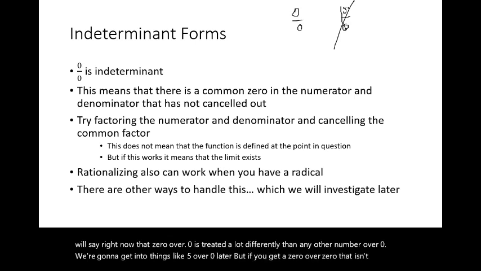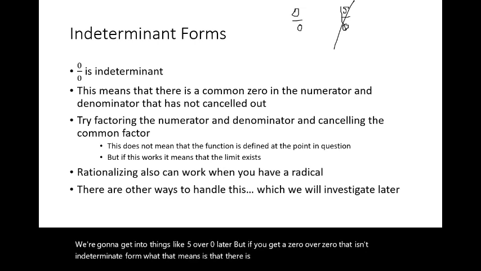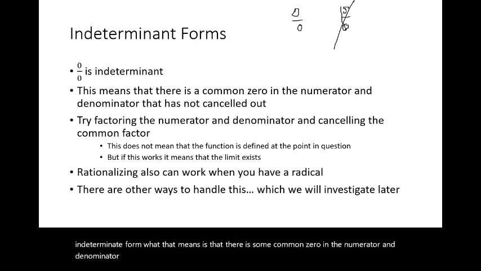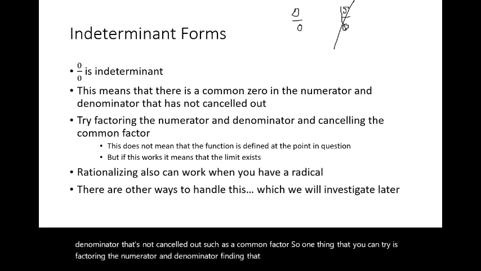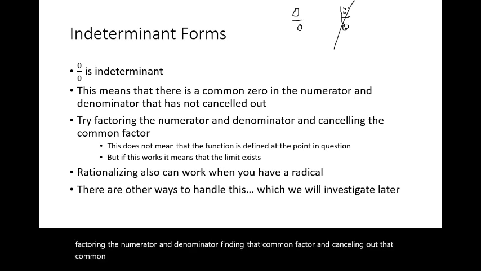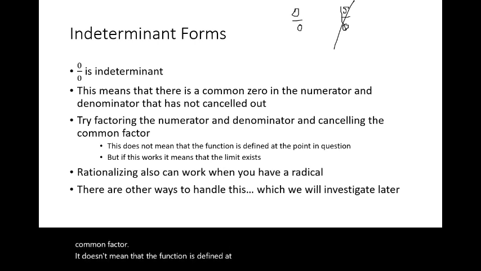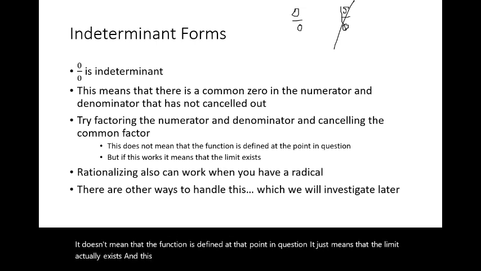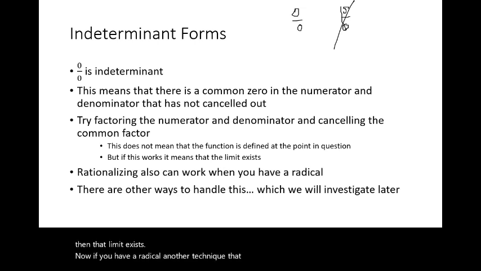What that means is that there is some common 0 in the numerator and denominator that's not canceled out, such as a common factor. So one thing that you can try is factoring the numerator and denominator, finding that common factor and canceling out that common factor. It doesn't mean that the function is defined at that point in question. It just means that the limit actually exists, and this is a technique that you will use to find that limit. If this technique works, then that limit exists. Now, if you have a radical, another technique that you can try is rationalizing.